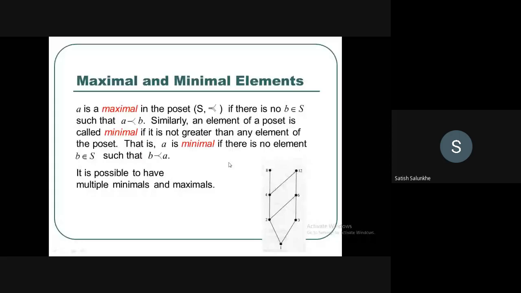So what is the meaning of maximal element? It is basically an element A in the poset such that A is less than or equal to X, that is, A is related by the partial order relation to X, for no X in P. That is, if no element of P is strictly succeeding A.